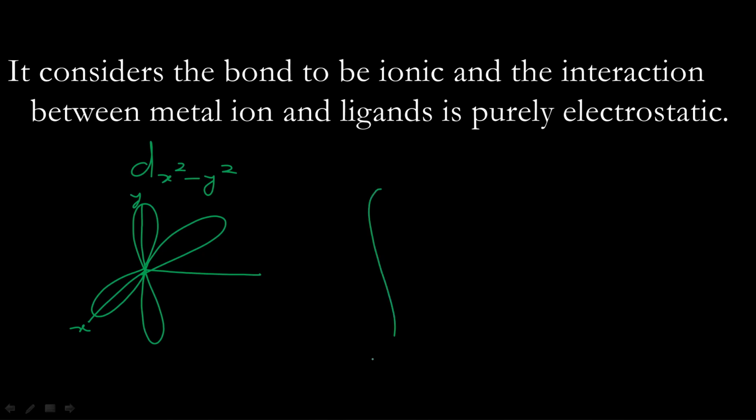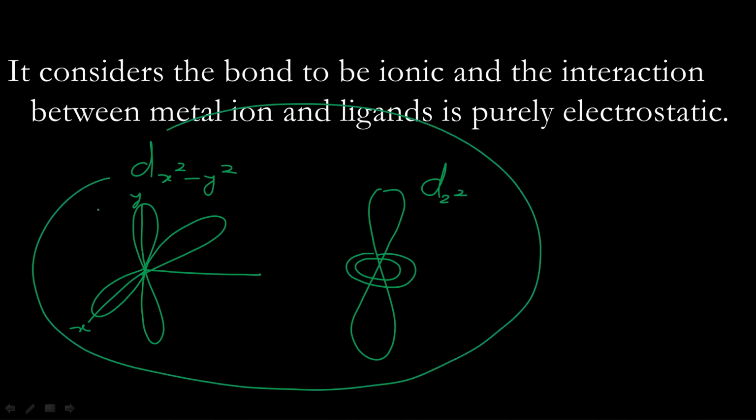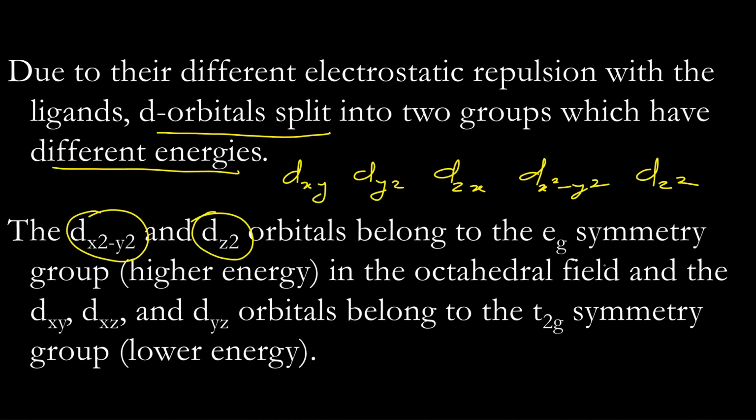dz square, if you remember, was a dumbbell in a donut. You remember that? This is dz square. These are the shapes. So these two are Eg, and the rest three, dxy, dyz, dzx, are T2G. Those are clubbed together, meaning they have similar energy, and these two have similar energy. Any confusion or any question here?